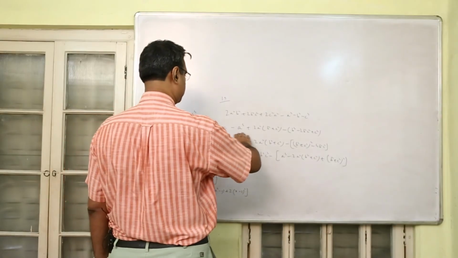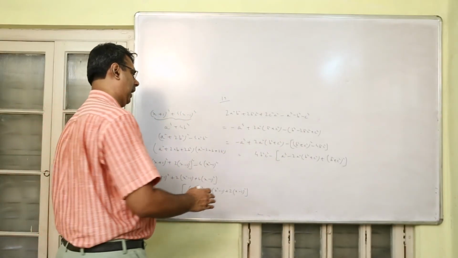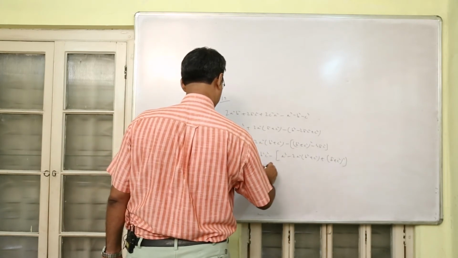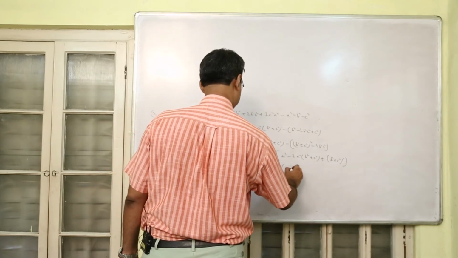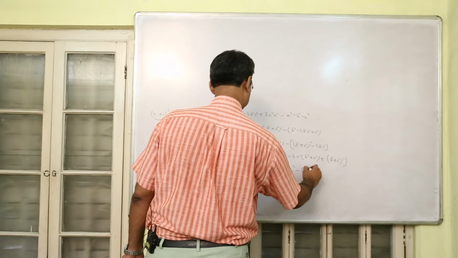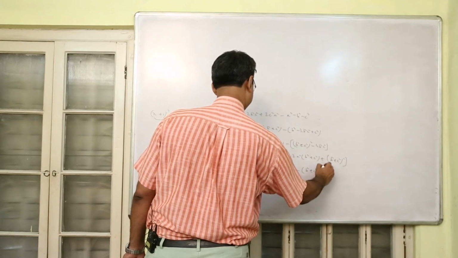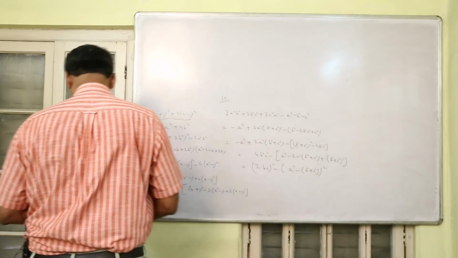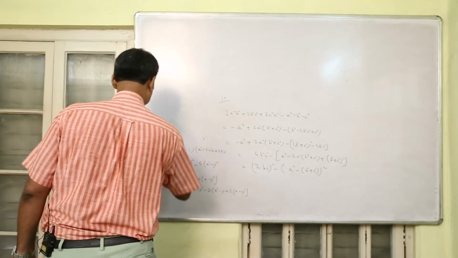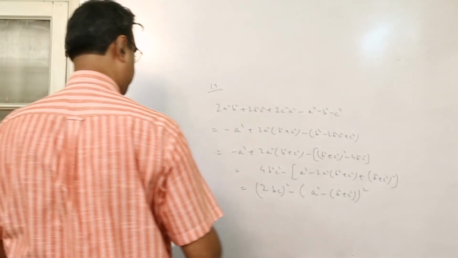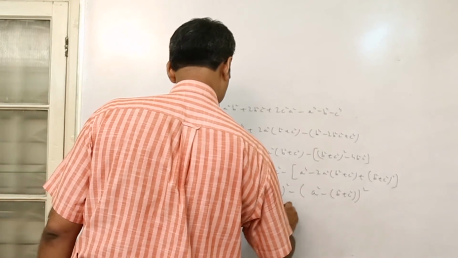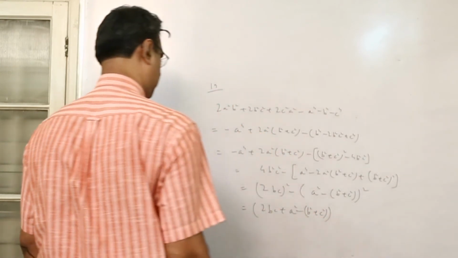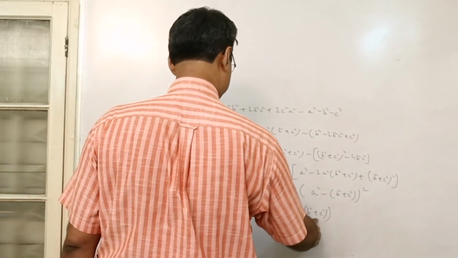Like I said, we first wrote it in descending powers of a and then we factorized, we simplified some part of the question and ultimately brought it to this stage: two bc whole square minus a square minus b square plus c square whole square. Now after bringing it to this stage, we just need to proceed like this, 2bc plus a square minus b square plus c square.